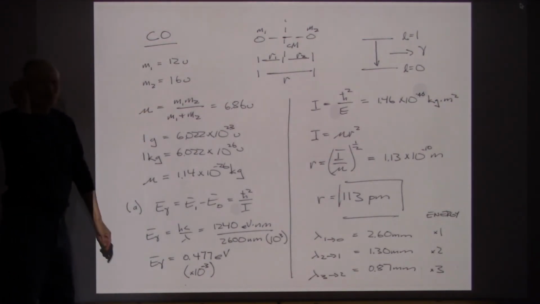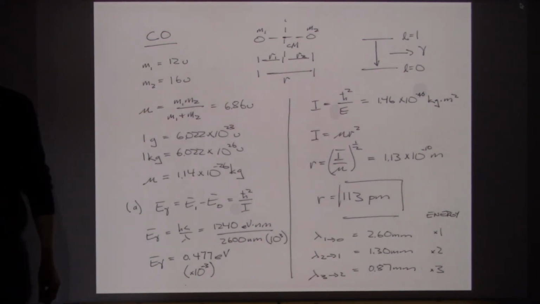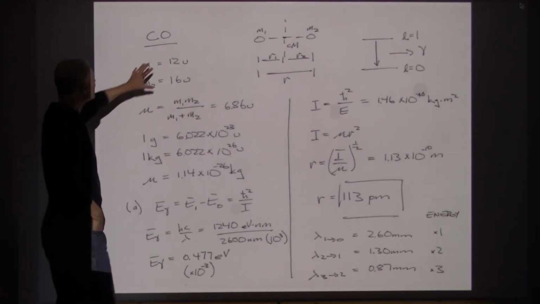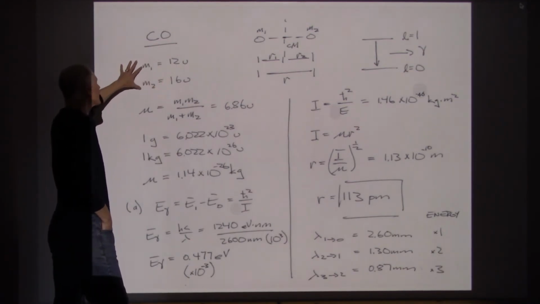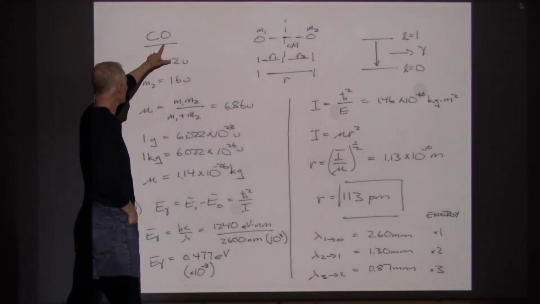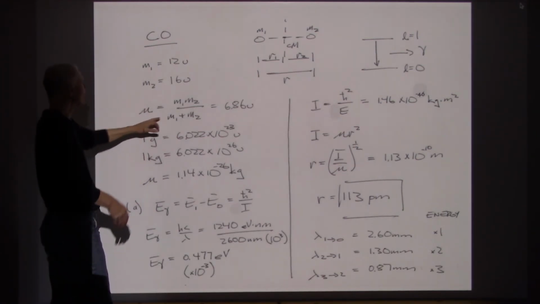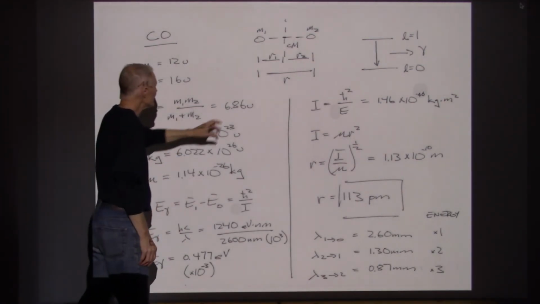So you don't really have to use Appendix F, but I do like that Appendix F is your friend stuff. So keep that in mind. So I'm going to put in my 12 and my 16. I picked the most common isotopes for carbon and oxygen. And what I ended up with for a reduced mass, following this formula, is 6.86.